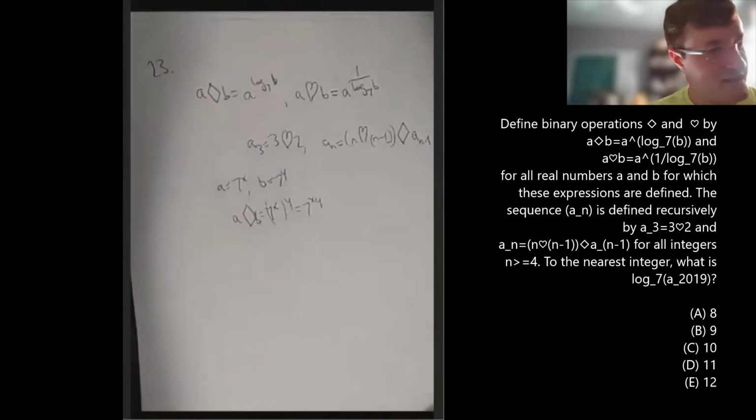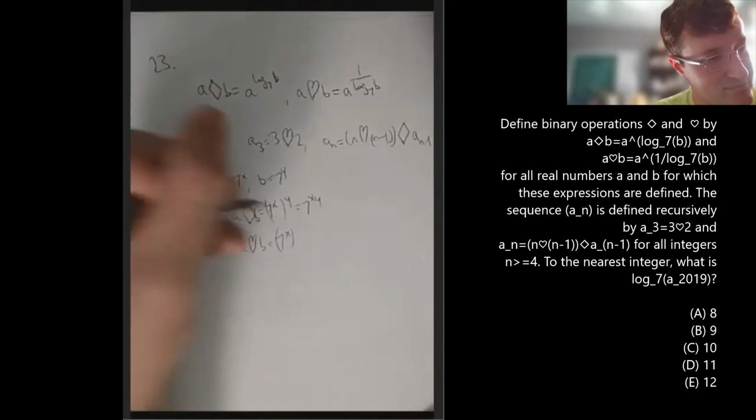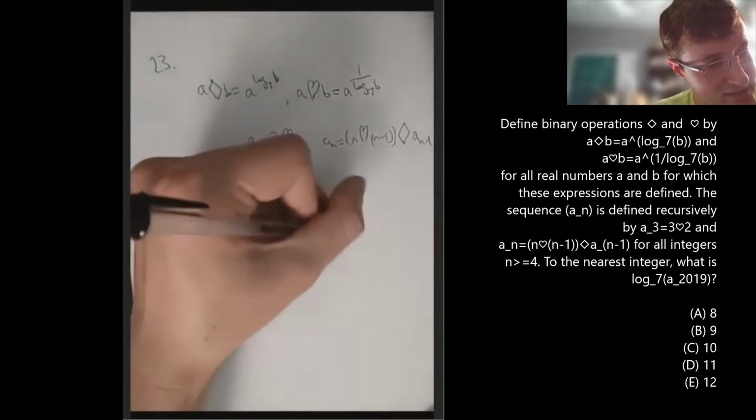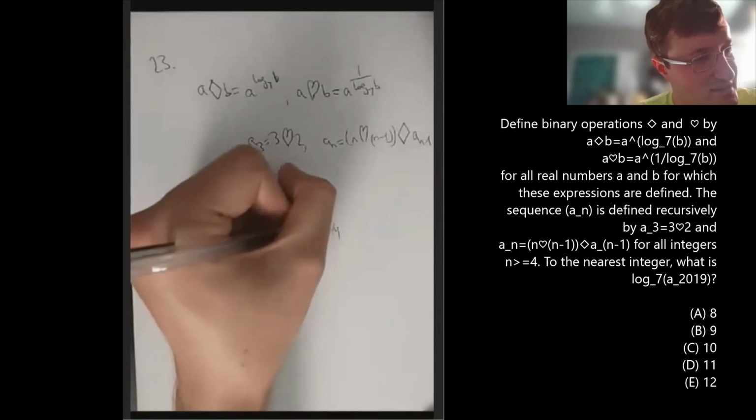There should be a B there. And then a heart B should be 7 to the x to the power of 1 over y, so it's 7 to the x over y. Okay, so when I write everything in terms of powers of 7, I'm either multiplying or dividing the exponents.